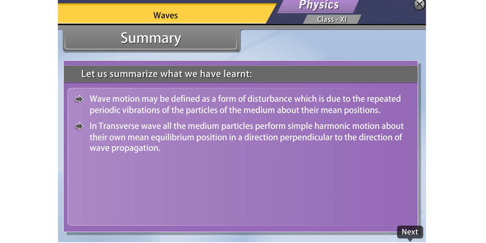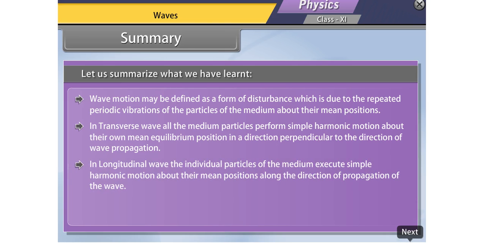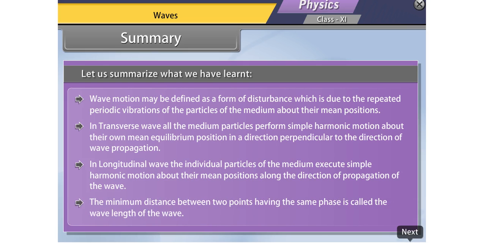In transverse wave, all the medium particles perform simple harmonic motion about their own mean equilibrium position in a direction perpendicular to the direction of wave propagation. In longitudinal wave, the individual particles of the medium execute simple harmonic motion about their mean positions along the direction of propagation of the wave. The minimum distance between two points having the same phase is called the wavelength of the wave.